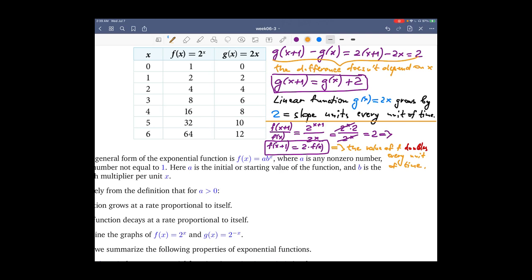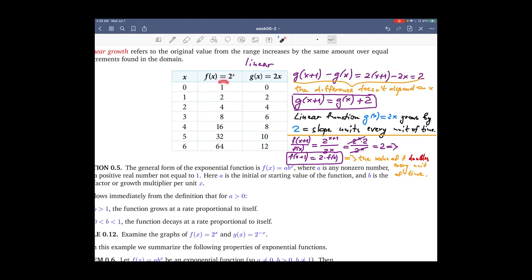Do not confuse linear and exponential functions. They're completely different. g grows by 2 units every unit of time. You add a 2 every unit of time. f grows by a factor of 2 every unit of time. So every unit of time you multiply by 2. As you can see, the growth of f is much faster than that of g. Both are increasing functions, but f grows much, much faster than g.